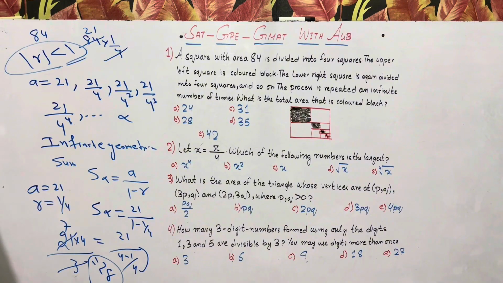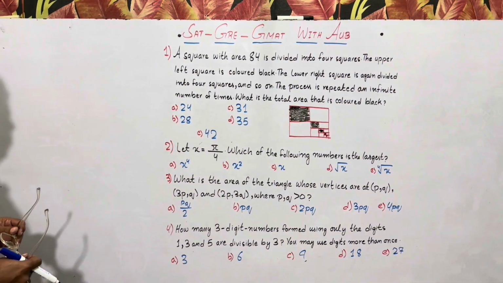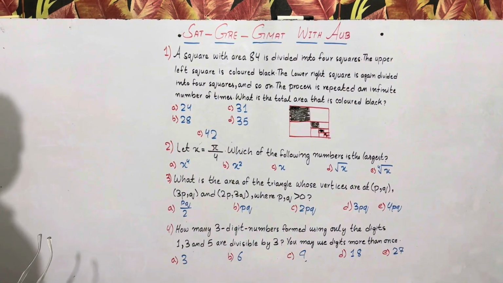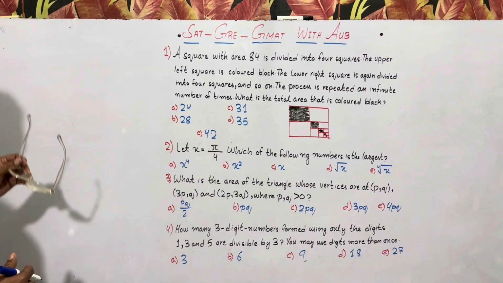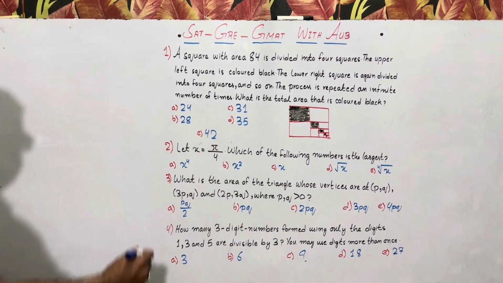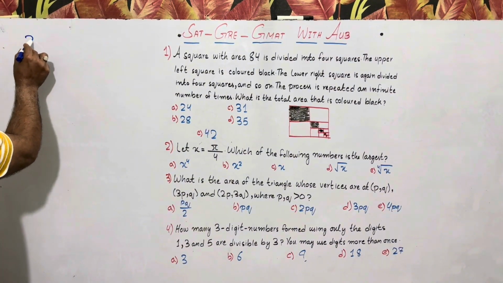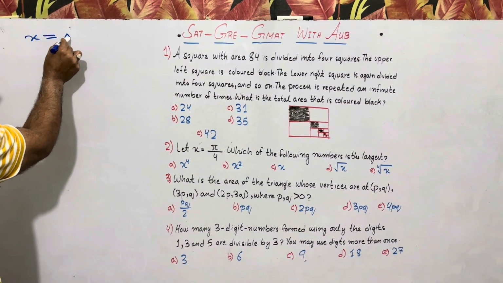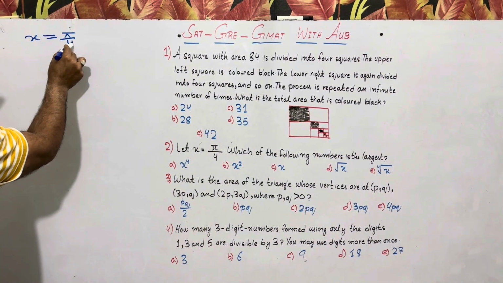Moving towards question number 2. Let x equal pi over 4, pi divided by 4. Which of the following numbers is the largest? A googly type question. x is given to us, that is pi over 4.